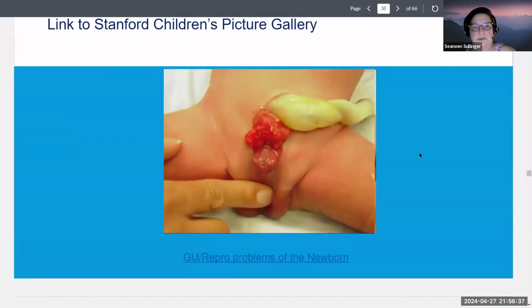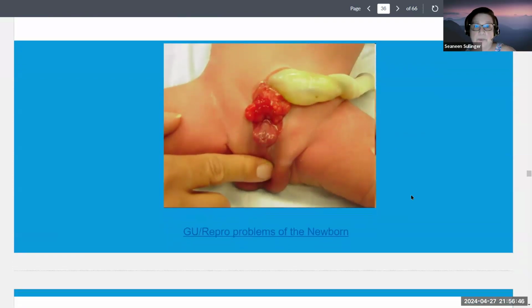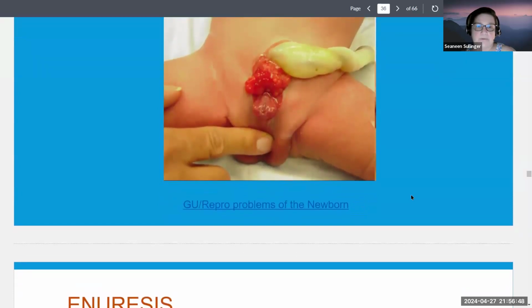Enuresis. Oh, that's what I was going to say. So what are we at risk for with that? Infection, skin integrity, pain, surgical repair. So we want to prepare them for surgery.